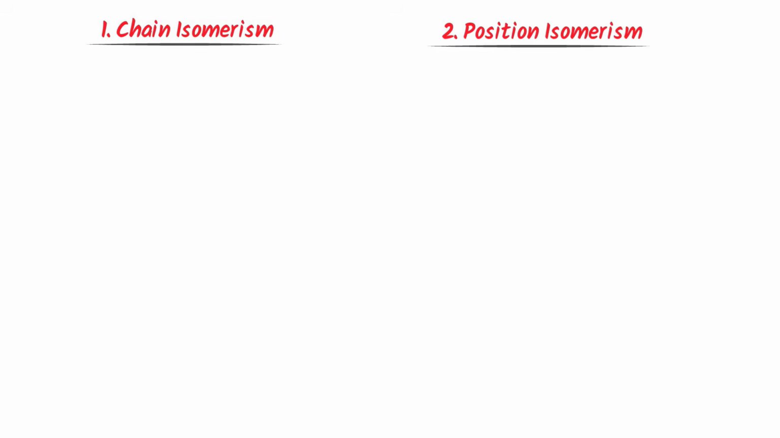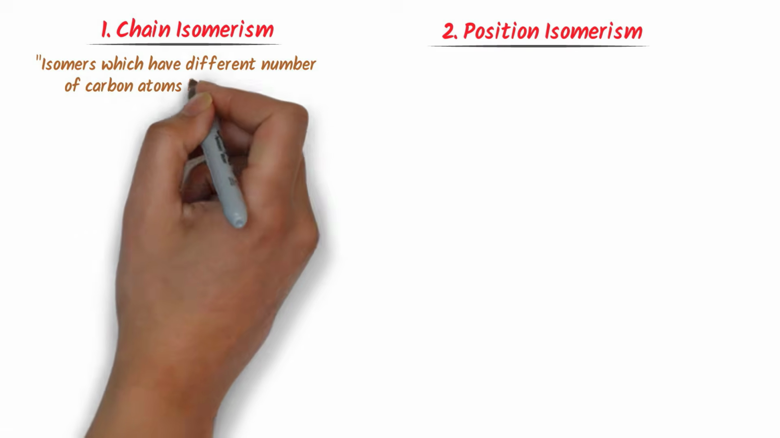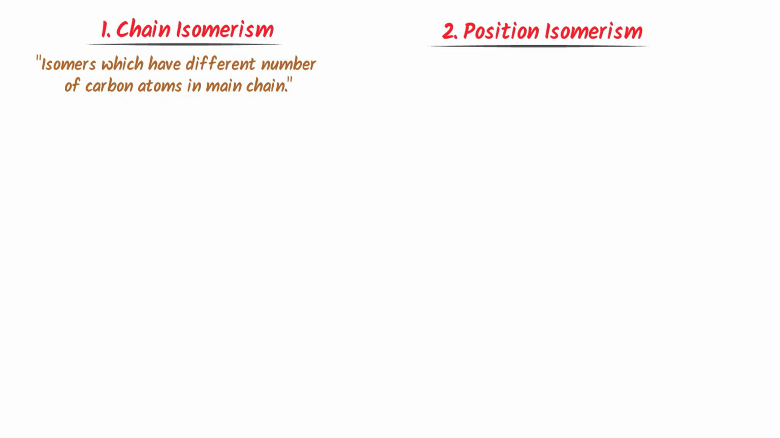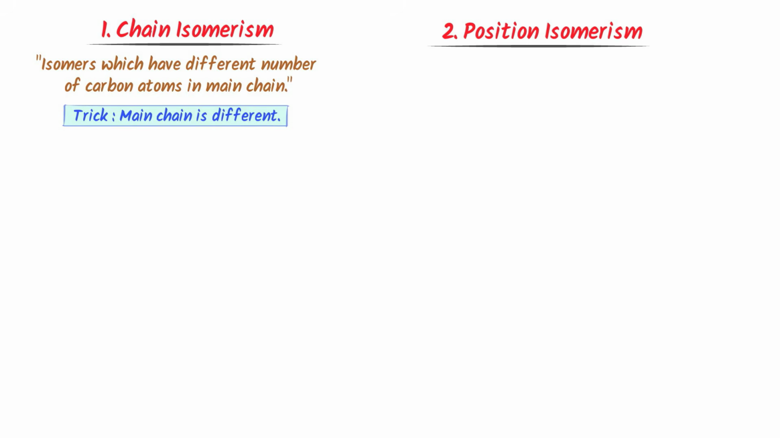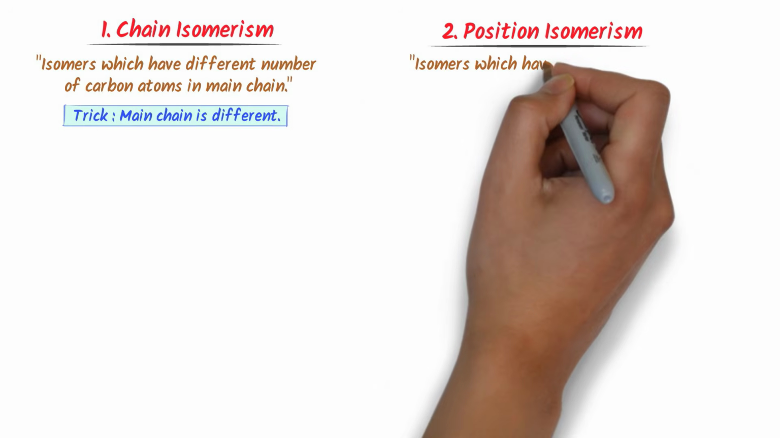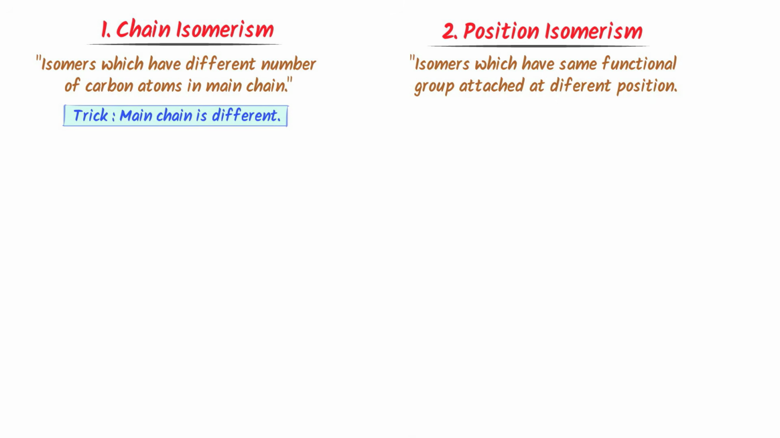Now we will learn chain isomerism and position isomerism. Those isomers which have different number of carbons in the main chain are called chain isomers. The easy trick is the main chain or parent chain of carbon must be different. Those isomers which have the same functional group attached at different positions are called position isomers. The easy trick is functional group at different position means position isomers.